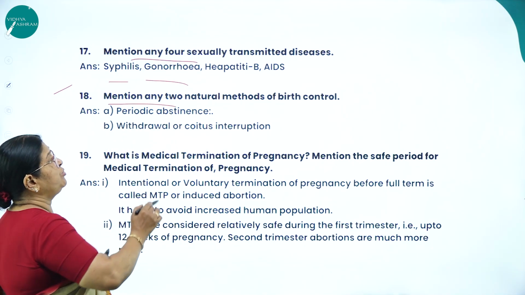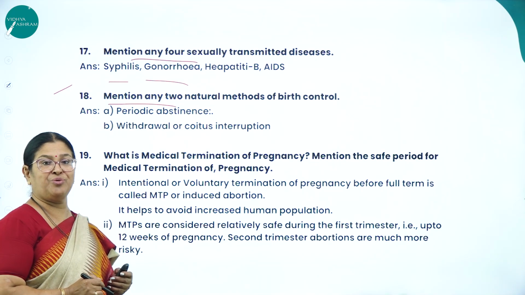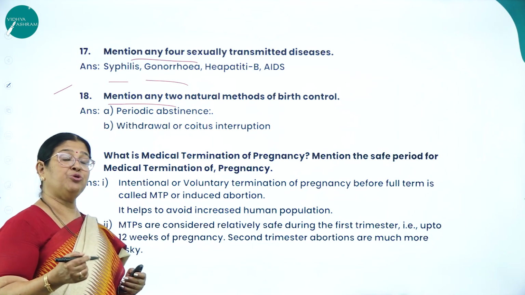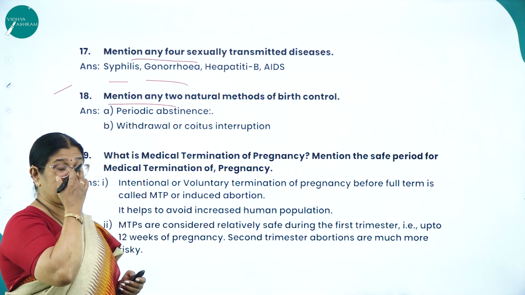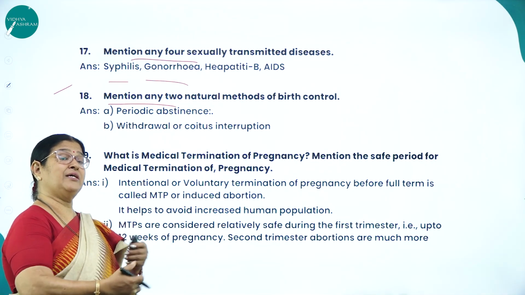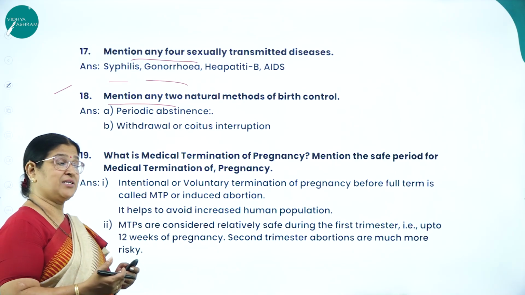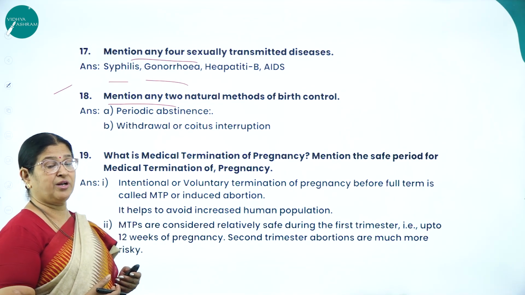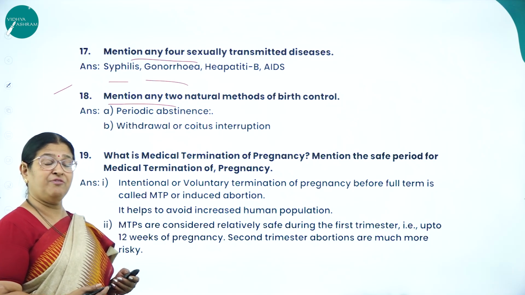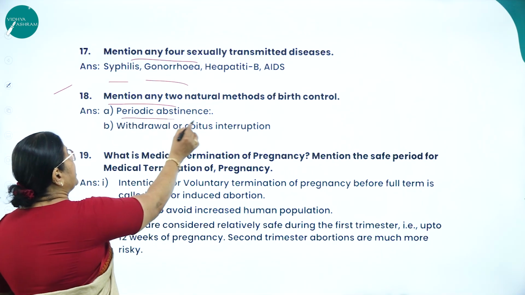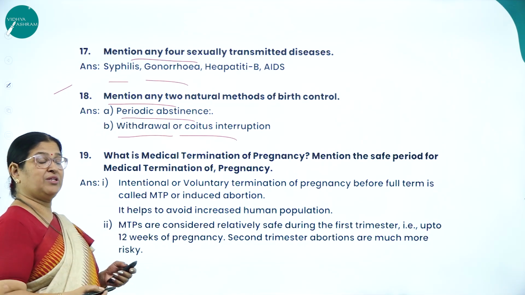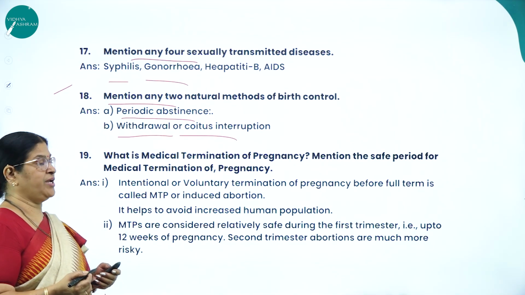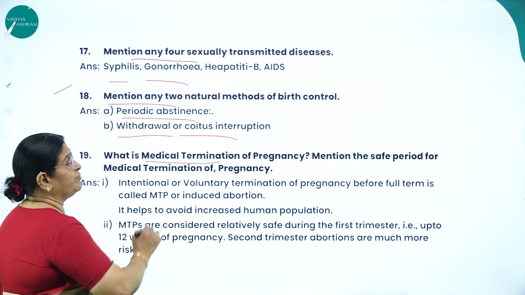Next, mention any 2 natural methods of birth control, or they might ask mention any 2 barrier methods, or mention any 2 IUDs, or mention any 2 surgical methods. So these are the type of questions which are repeatedly asked from this particular chapter called reproductive health, which has a weightage of 7 marks. So periodic abstinence, withdrawal or coitus interruptus, or also you can quote one more, that is what? Lactational amenorrhea.